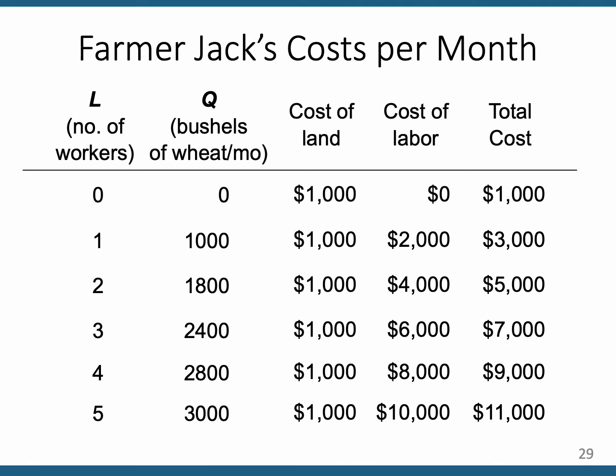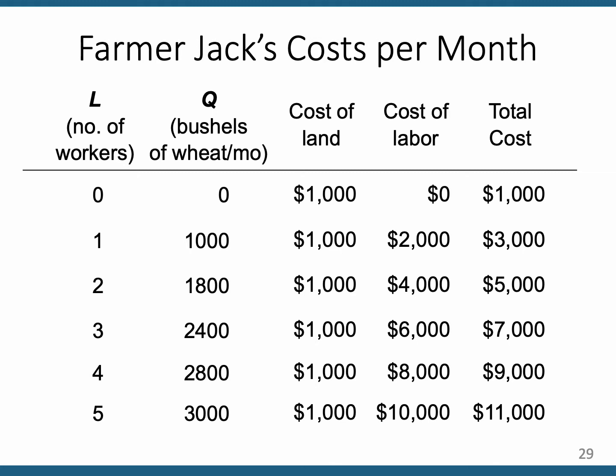So here's some more detail. So if you have no workers, let's say you shut down for 1 month, maybe it's the off season and you can't produce. You cannot produce. Well, your fixed cost you must pay even if you're producing 0 units of output. And so the cost of the land is $1,000. That's your fixed cost. Total cost is $1,000.